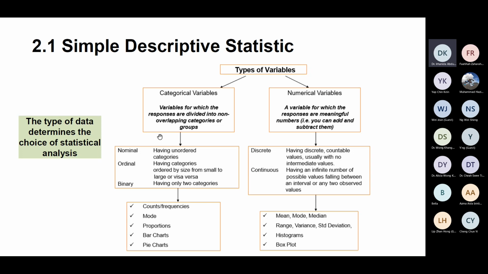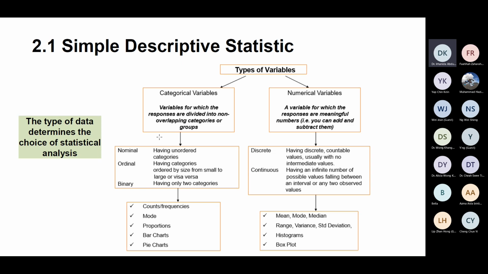But a numerical variable is a variable for which the responses are meaningful numbers. You can add and subtract them. Now we focus on the categorical variable first. We have nominal, ordinal, and binary. Nominal has unordered categories, ordinal has categories ordered by size from small to large or vice versa, and binary has only two categories. This categorical variable results in count, frequency, mode, and proportion.